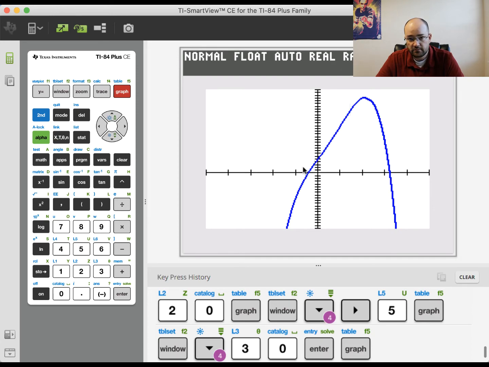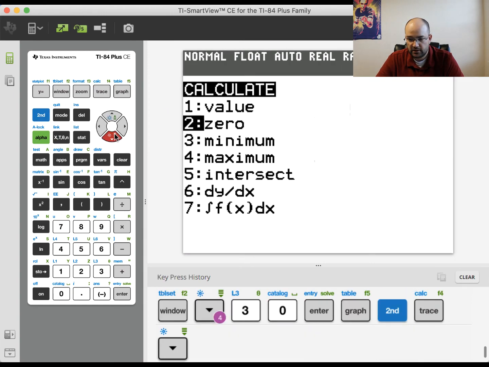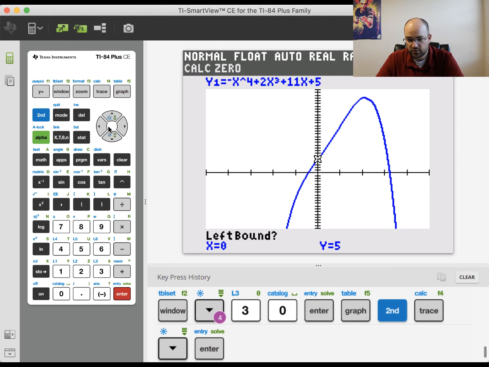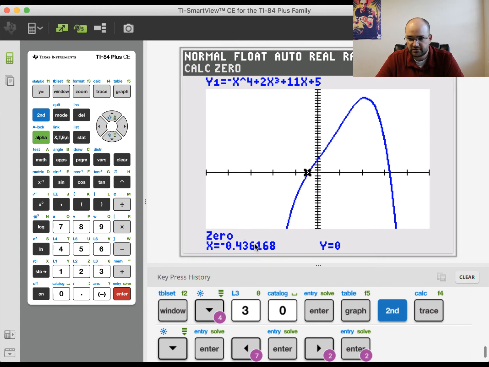Now what are they? Well, you could just do second calc, and then number 2, which shows 0. Make sure you go to the left of one of the zeros, click enter, then go right of the other zero, or on the other side of it, click enter, and then click enter again, and then it will tell you what one of the zeros is.